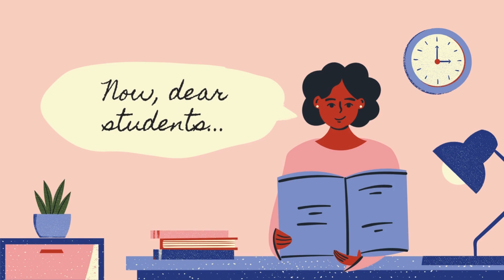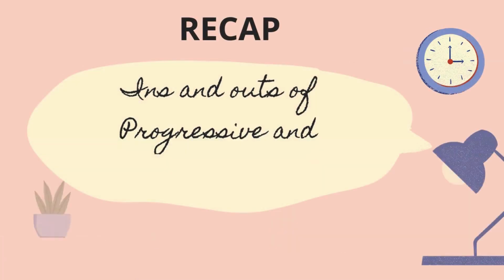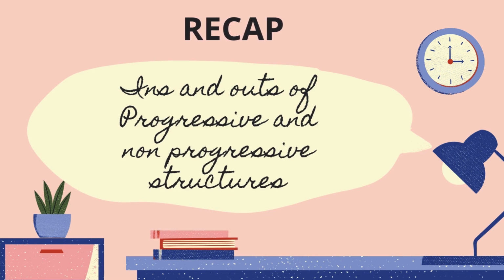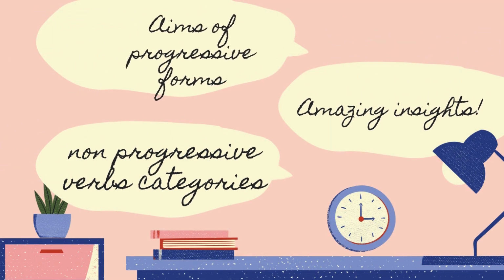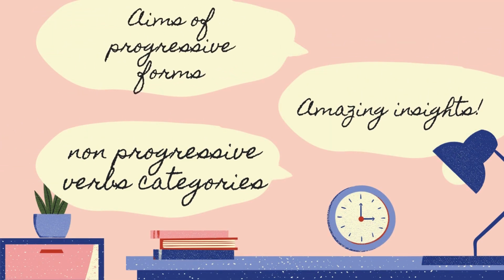And now it's time to conclude our conversation about progressive and non-progressive structures. Today we've covered the ins and outs of progressive and non-progressive verb structures. From understanding the aims of progressive forms to exploring non-progressive verbs in various categories, you've gained valuable insight into the dynamic nature of English grammar.